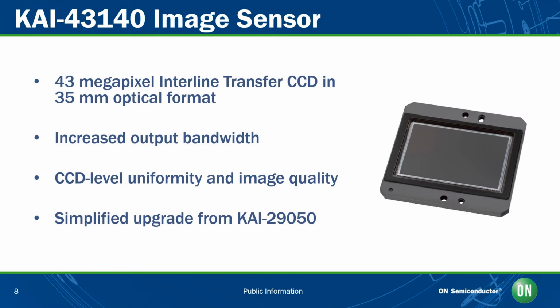KAI-43140 image sensor. This device increases the resolution available in 35mm optical format to 43 megapixels, a 50% increase compared to the benchmark KAI-29050. Output bandwidth of the device has been increased so that the final frame rate is the same as that available from the 29050, even with these additional pixels.